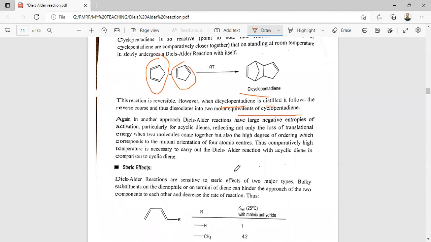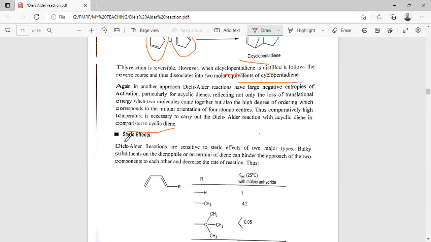Again, from another approach, Diels-Alder reactions have large negative entropies of activation, particularly for acyclic dienes, reflecting not only the loss of translational energy when the two molecules come together, but also the high degree of ordering corresponding to the mutual orientation of four atomic centers. Thus, a comparatively high temperature is necessary to carry out the Diels-Alder reaction with acyclic dienes in comparison to cyclic dienes.